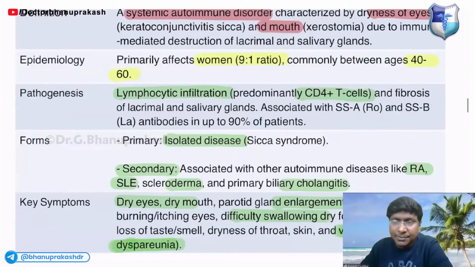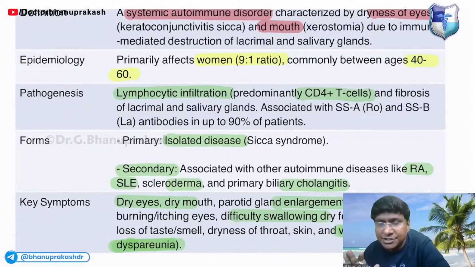So to quickly recap about Sjogren's: autoimmune condition, dry eyes, dry mouth, ratio 9:1 between females and males. Pathogenesis, lymphocytic infiltration, that is CD4 plus T lymphocytes into the salivary and lacrimal glands. Primary Sjogren's is an isolated disorder. Secondary Sjogren's is associated with other autoimmune disorders, right? And the key symptoms will be dry eyes and dry mouth. The most common extraglandular manifestation will be arthritis and arthralgia, right? The autoantibodies that you observe are anti-Ro and anti-La.